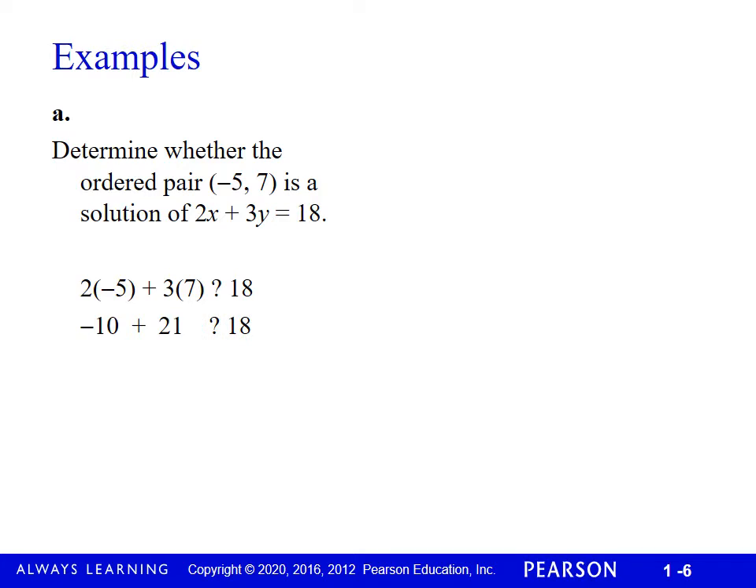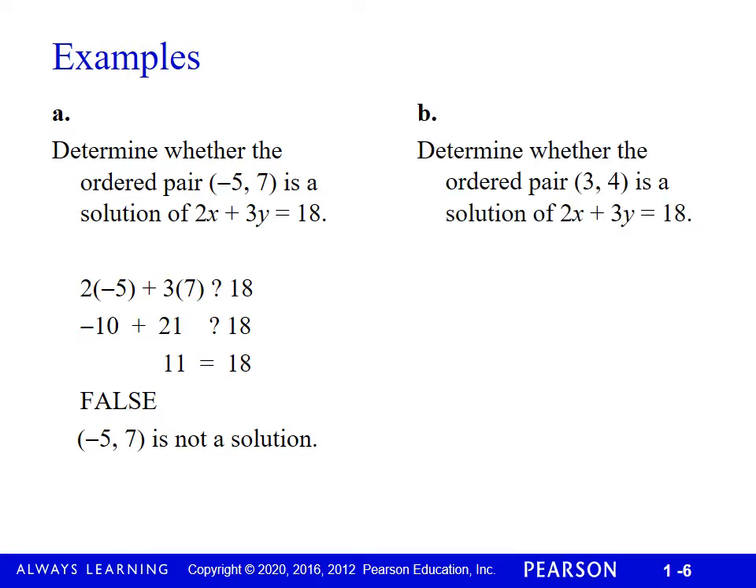Okay? So 2 times -5 is -10. 3 times 7 is 21. -10 plus 21 is 11. Does 11 equal 18? No. So this is false. So what this means is this ordered pair is not a solution of this equation.